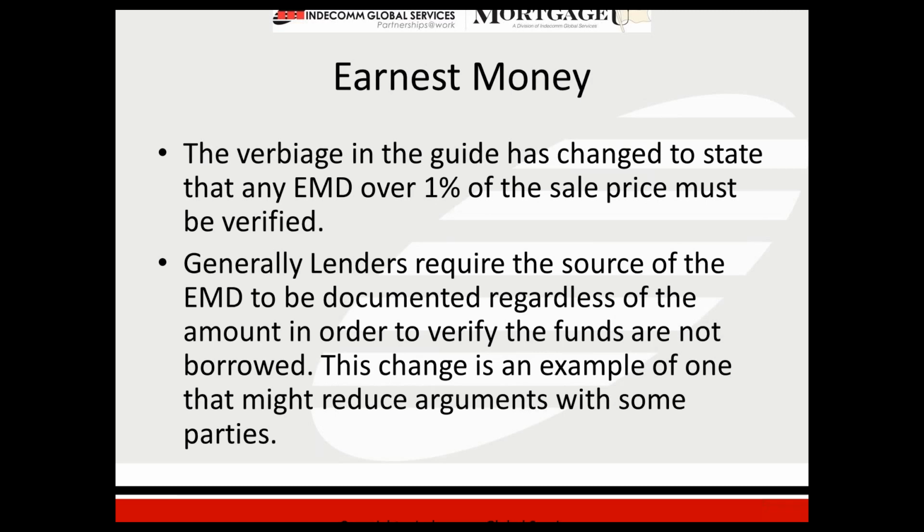Earnest money, still on page 8 of your job aid. The requirement has changed to state that earnest money deposit over 1% of the sales price must be verified. In the past, that was at a 2% calculation, so now FHA has become more strict and making that earnest money over 1% of the sale price must be verified. Generally, you're finding that you're documenting the earnest money deposit anyway, regardless of the amount, in order to verify the funds were not borrowed. So this just might be one of those cases where there may have been discussions in the past with parties in operations, and this makes things much more clear.